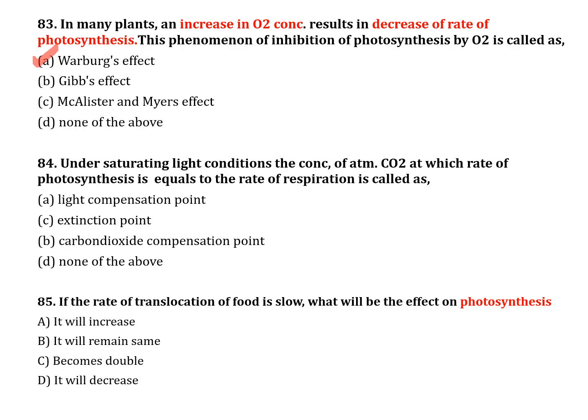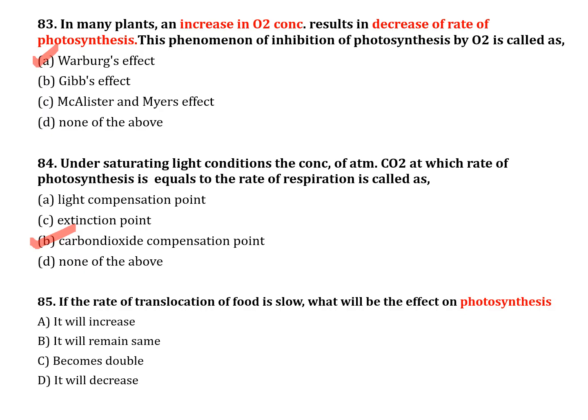The next question, number 84. Under saturating light condition, the concentration of atmospheric carbon dioxide at which rate of photosynthesis is equal to the rate of respiration is called as option A, light compensation point. Option B, extinction point. Option C, carbon dioxide compensation point. Option D, none of the above. Correct answer is option C, carbon dioxide compensation point.